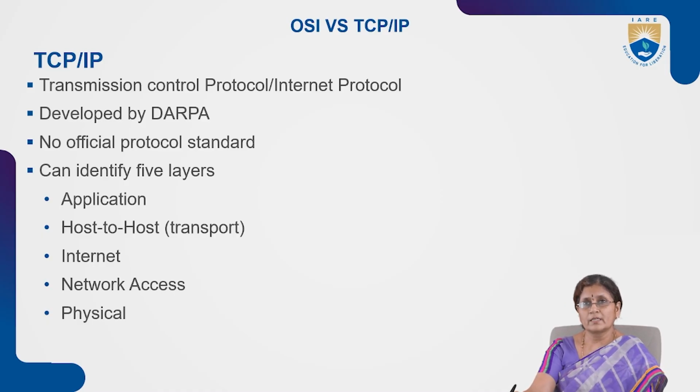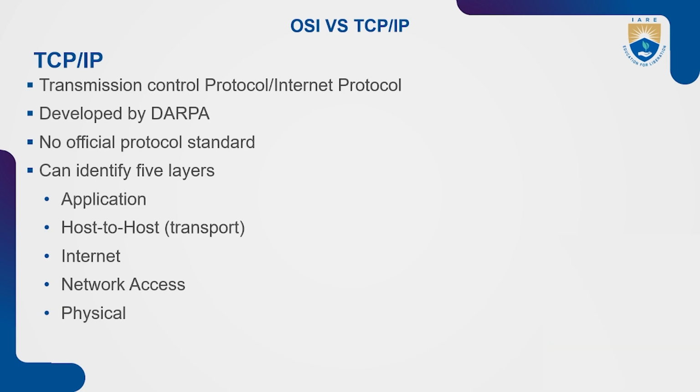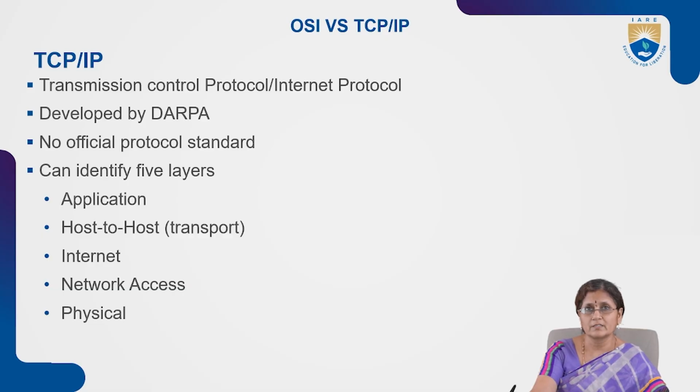First of all, let us discuss what TCP/IP is. We have discussed earlier that TCP/IP is the Transmission Control Protocol/Internet Protocol. It was developed by DARPA. There is no official protocol standard, as there is no official standard from DARPA, so they can identify 5 layers.